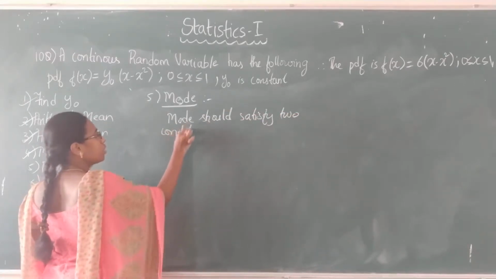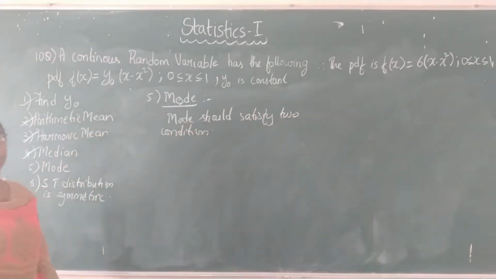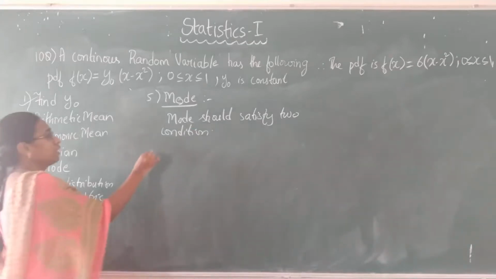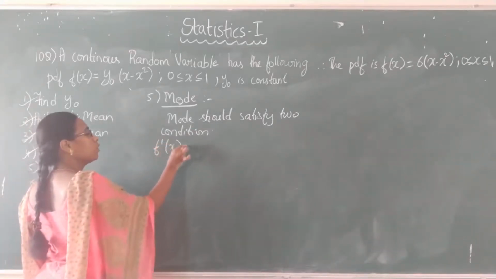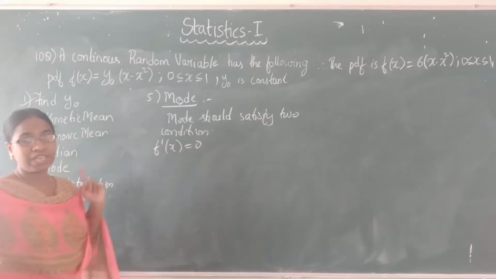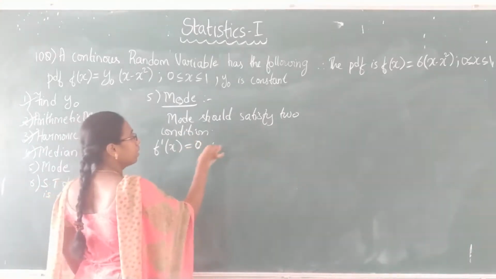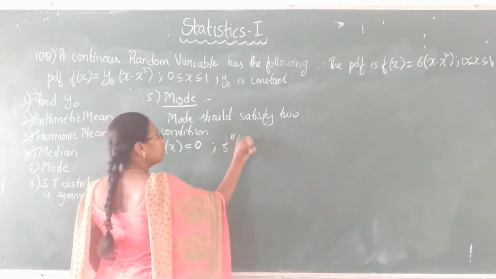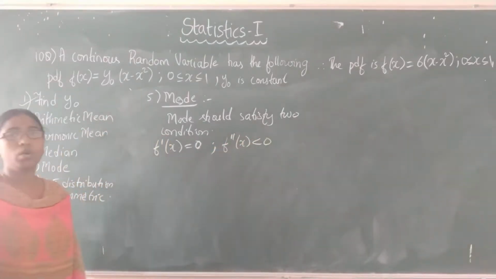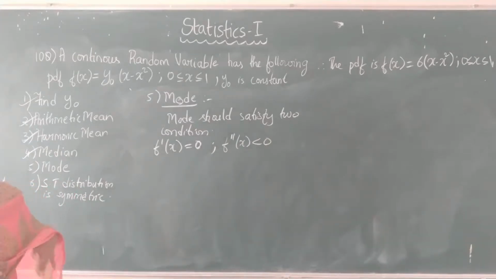So what are these two conditions? First is, we'll consider the first differentiation, that is f dash of x equals to 0. So from this we'll get one value of mode. Then f double dash of x should be less than 0. Mode means the maximum frequency. So maximum frequency means the second differentiation should be less than 0. So first consider the f dash of x.